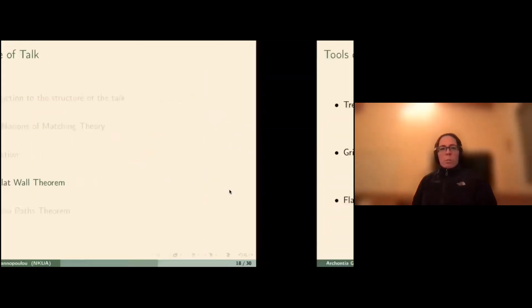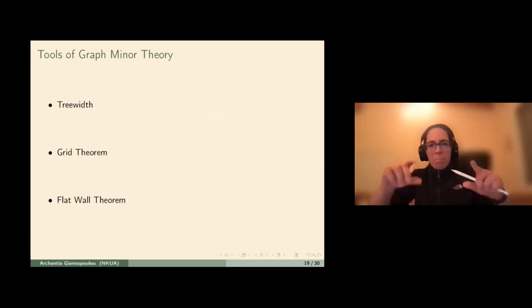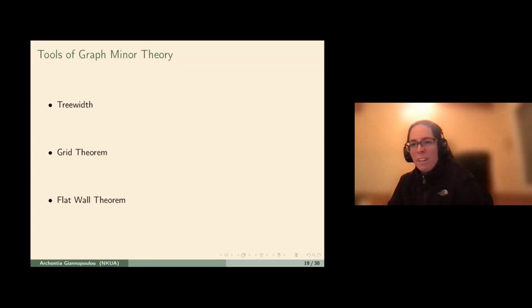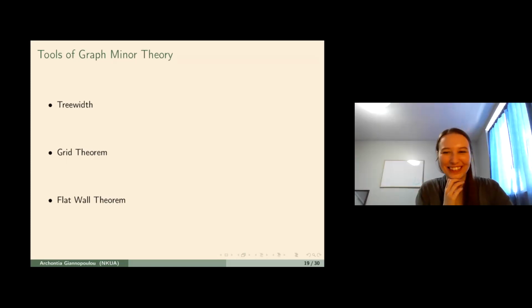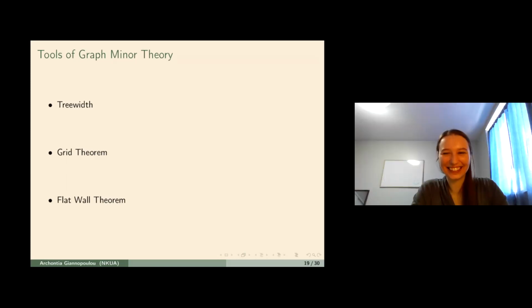What are, of course, the tools that, is it working? Okay, because I'm seeing Zoom telling me that my internet connection is unstable. So anyway, okay, so what are the tools of graph minor theory? Well, yeah, sorry, it's a little laggy, but we'll try to push through. Okay, thank you very much. Thank you for staying with me.